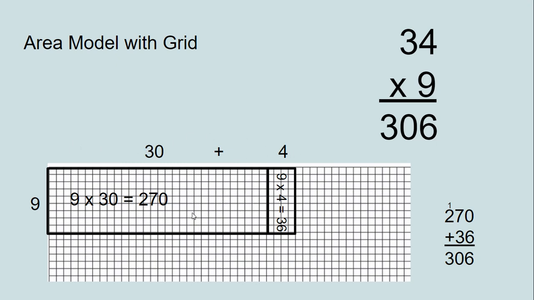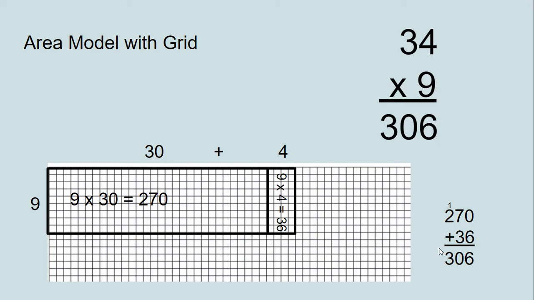So I have two sections of my rectangle. For this section, I did 9 times 30 equals 270. And the other section I did 9 times 4 equals 36. Those are partial products, and I can add those two partial products together to get the final product of 306 without having to count all of those squares.